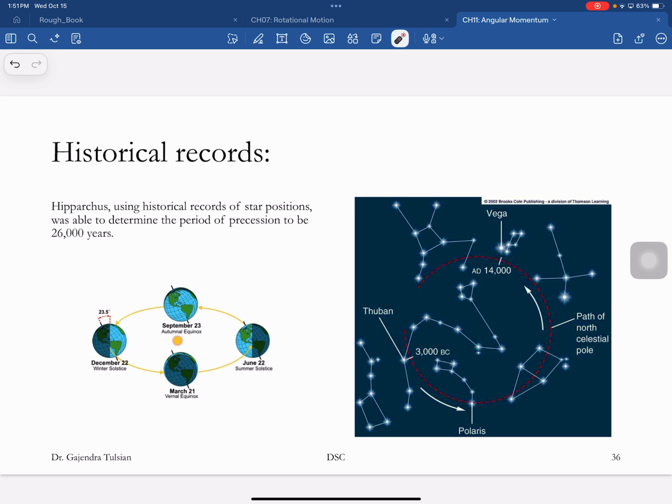Okay. So the Earth's axis is tilted in June, you have summer, and in 13,000 years, the axis will be pointing the other way, and you'll have winter in June.